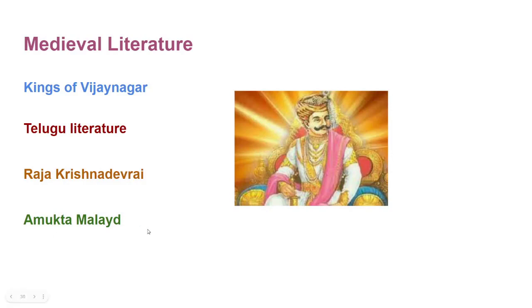So, Krishnadev Rai was an emperor of Vijayanagar Empire. He ruled the largest empire in India after the decline of the Delhi Sultanate. He composed an epic Telugu poem, Amukta Malyada, and it is a story of one daughter.